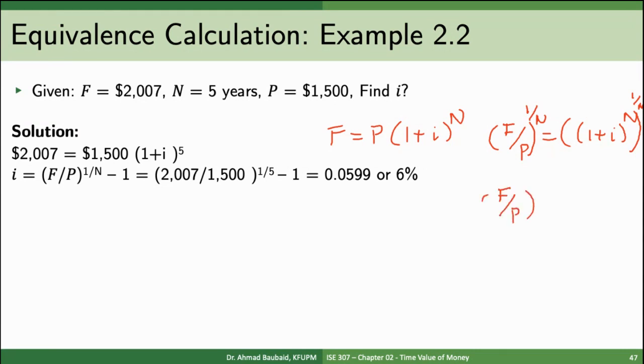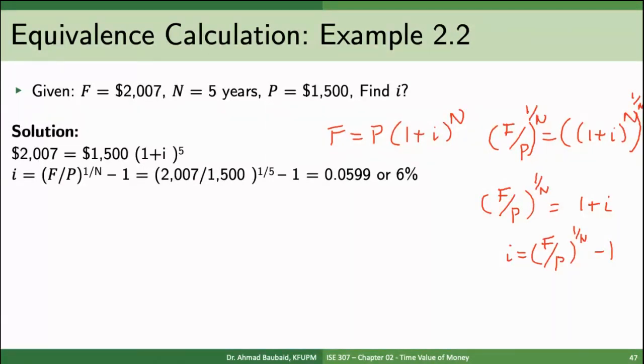I get F over P to the 1 over n, and I get a 1 plus I here. And then I can subtract the 1. And so I is going to be equal to F over P to the 1 over n minus 1, which is exactly what you see here. And so you can just plug in, you have F, you have P, and then you find I is equal to 6%.